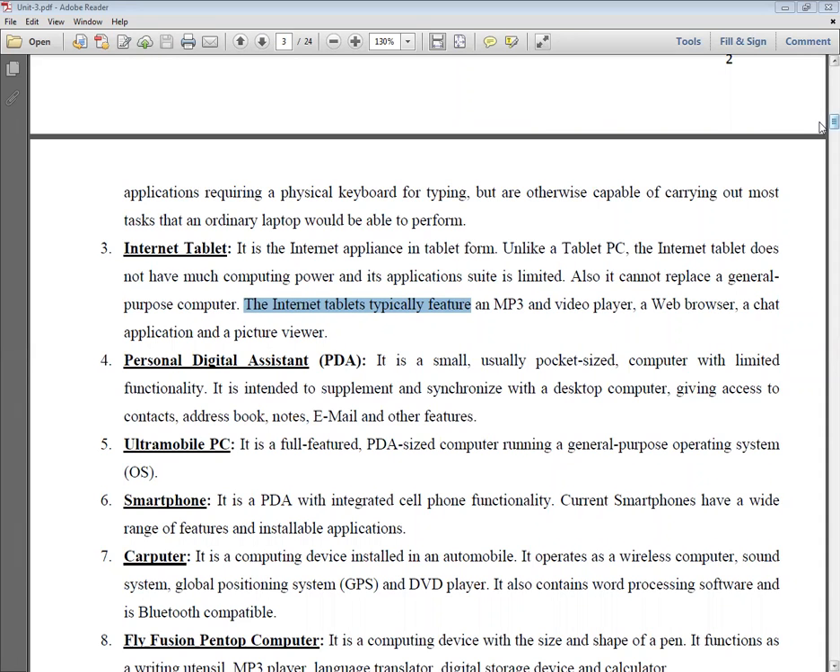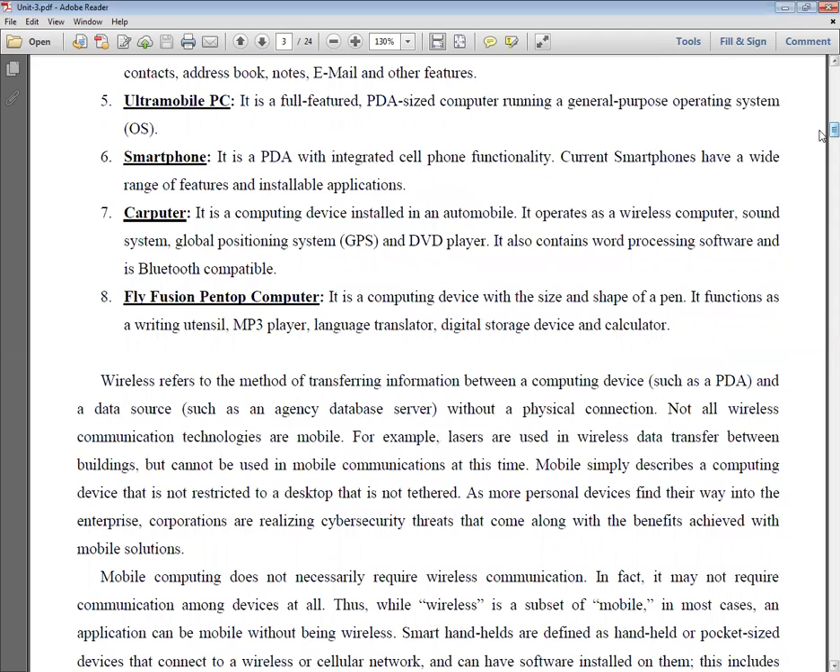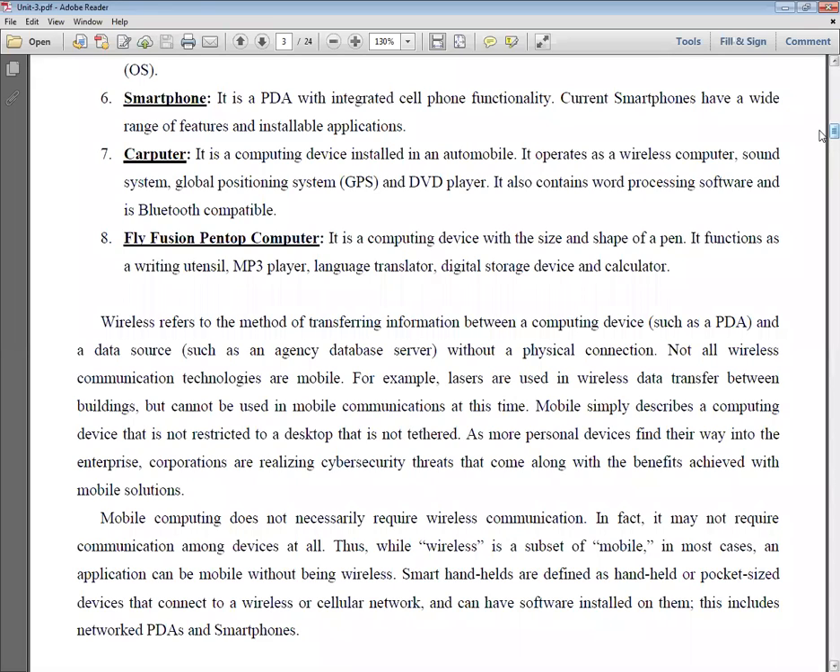Fly Fusion Pentop computer. So Fly Fusion Pentop computer is a computing device with the size and shape of a pen. So that is why it is called as a pentop computer.